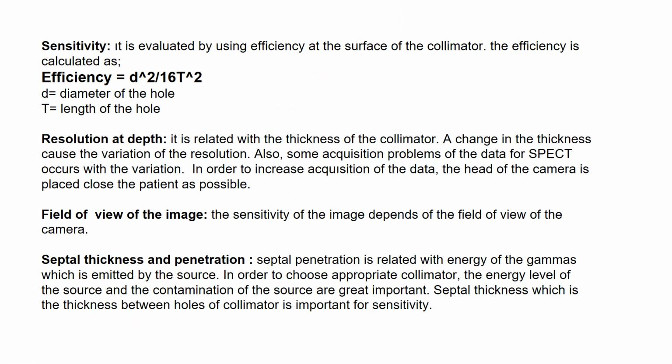The second parameter is sensitivity. Sensitivity is evaluated by using efficiency at the surface of the collimator. The efficiency depends on the diameter of the hole and the length of the hole.